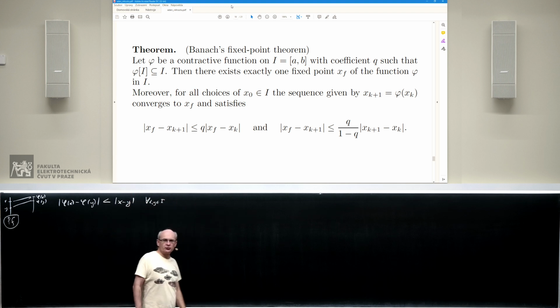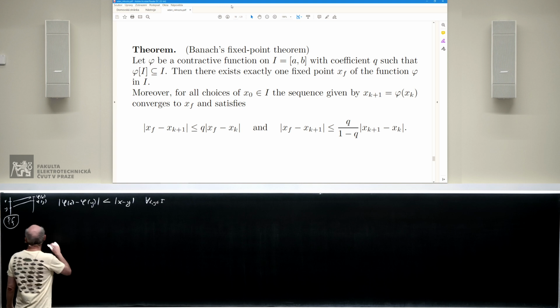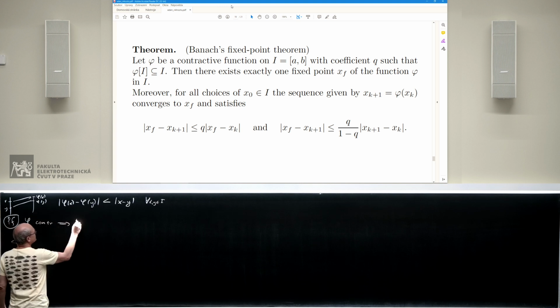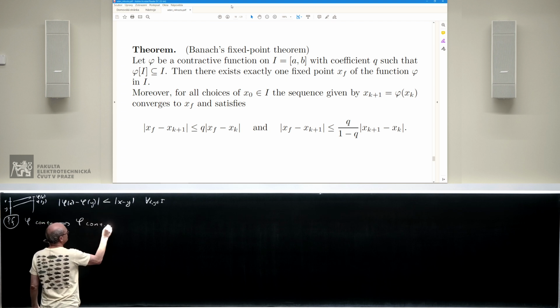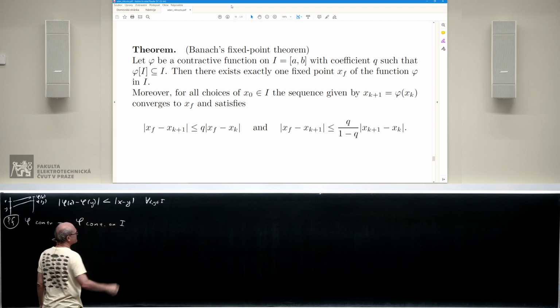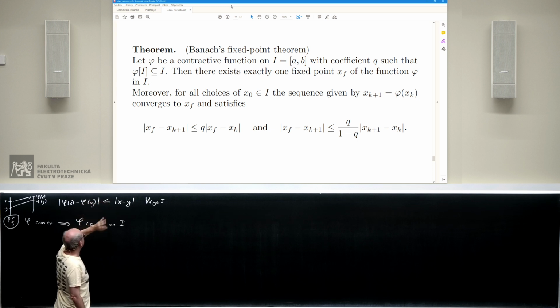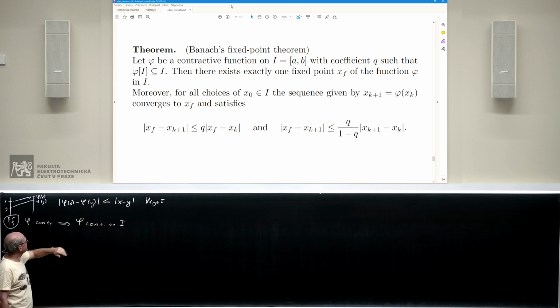First of all, it says that there is a fixed point. How do we know? Well, if the function phi is a contraction, then it must be continuous on interval I. How do we know? Well, one has to prove it. This is not really difficult. You look at the definition of continuity, you will see it there. In fact, it's even uniformly continuous. There is some theory about it in calculus. So this is really not a big problem.